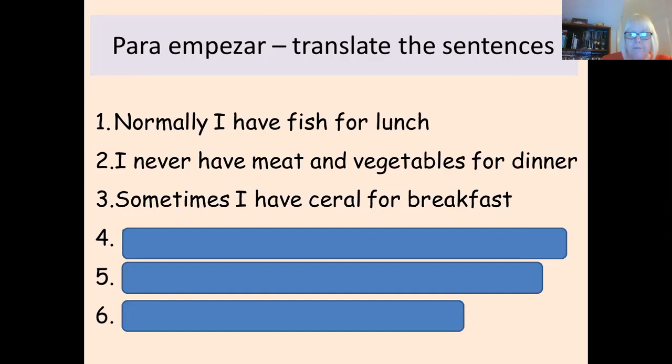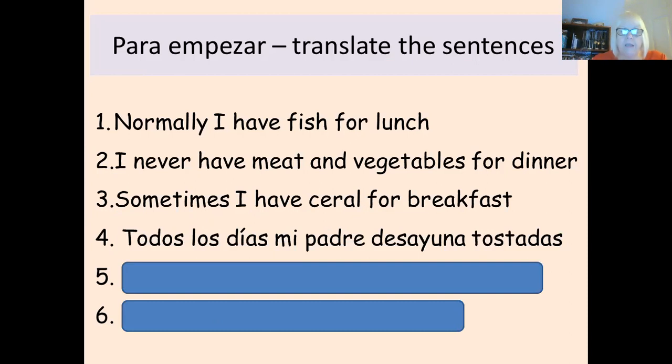Sometimes, I misspelled that, sometimes I have cereal for breakfast. A veces desayuno cereales was what you started with. Becomes sometimes I have cereal for breakfast. Number 4, this was every day my dad has toast for breakfast. So todos los días is every day. Mi padre, my dad, has toast for breakfast is just desayuna tostadas. You need to make sure you've got the A on the end there. It's an AR verb. So he has breakfast is desayuna.